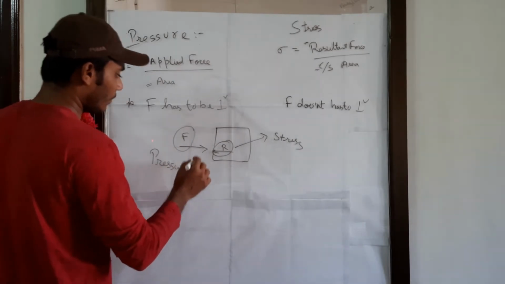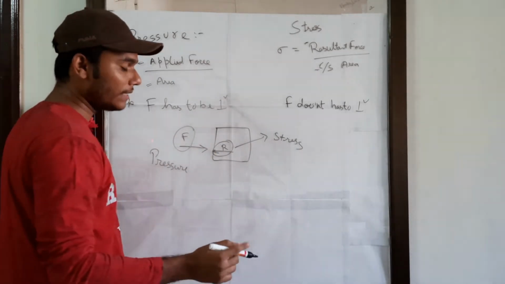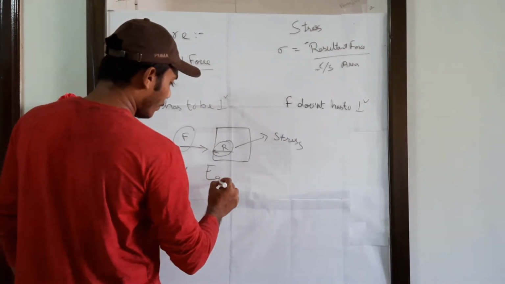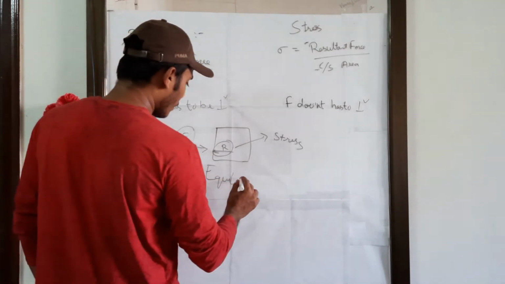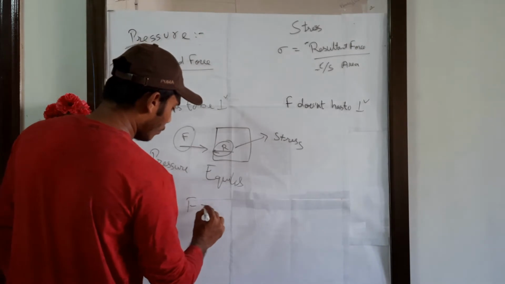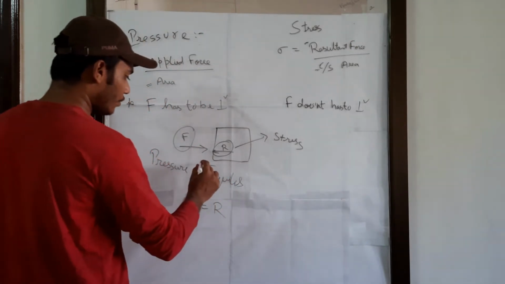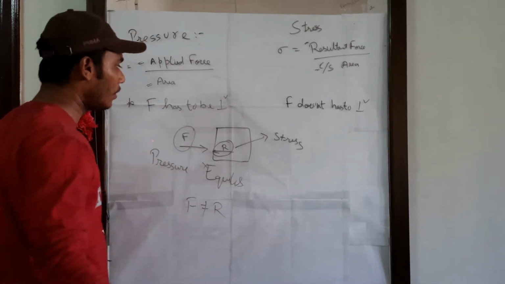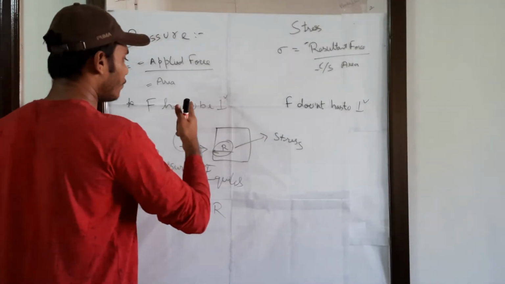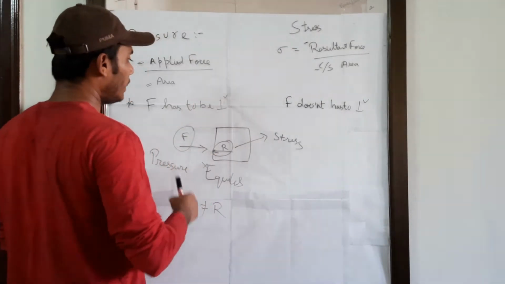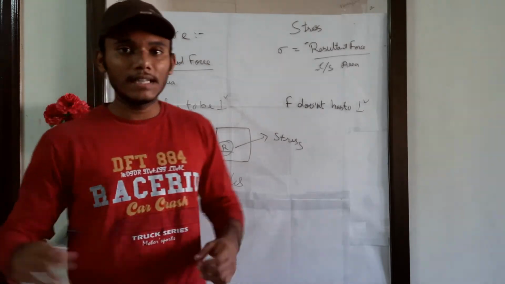Now you will ask, will these forces be equal always? If it is in equilibrium state, then F is equal to R, and if it is not in equilibrium, F will not be equal to R. Now this is one difference from the force point of view and the direction point of view. Now let's see another difference.